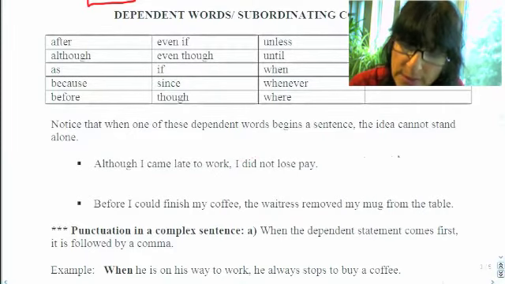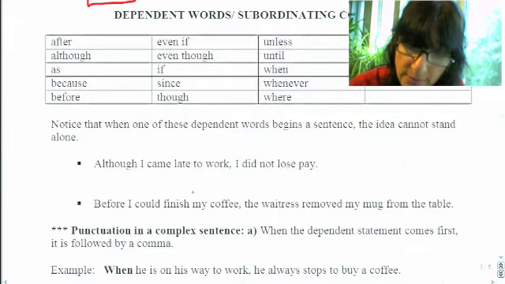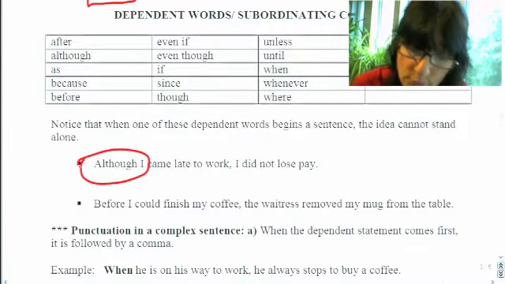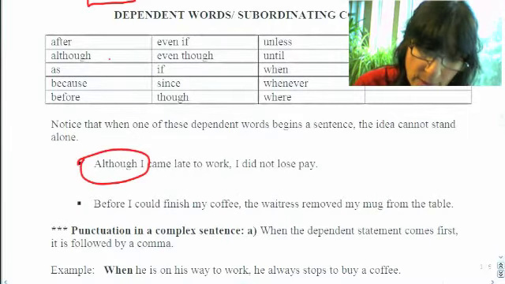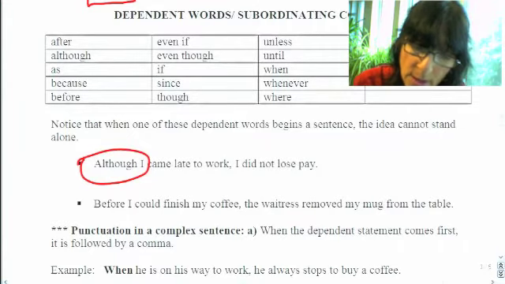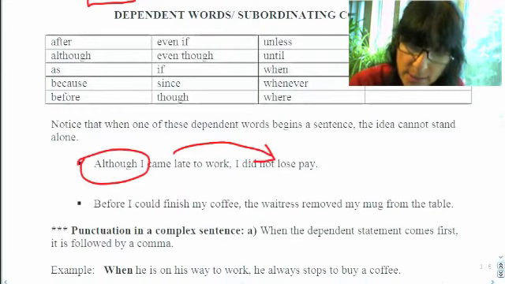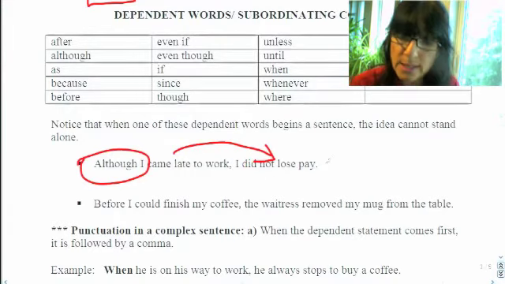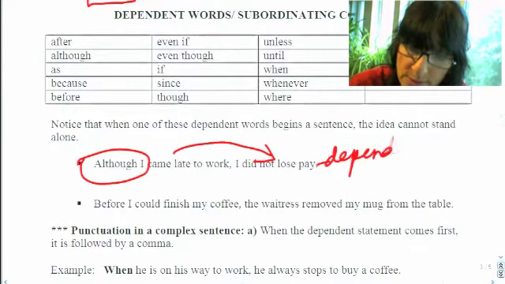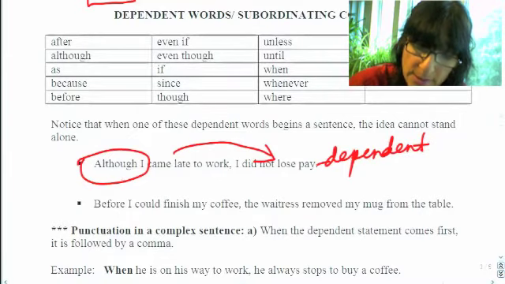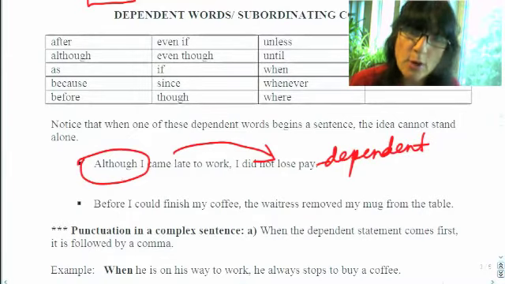Notice that when one of these dependent words begins a sentence, the idea then cannot stand alone. Although I came late to work, I did not lose pay. You're starting with the dependent word although, which is here. So what happened? Although you came late to work, it can't stand by itself. Well, this is what happened. You still did not lose pay. So this thought is independent. It can stand by itself, but this one can't. That makes it a complex sentence.